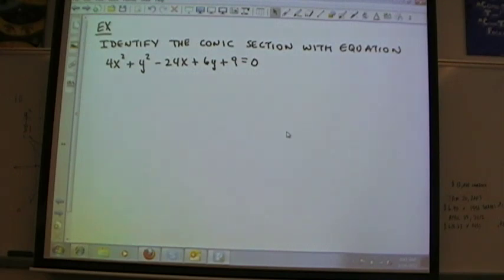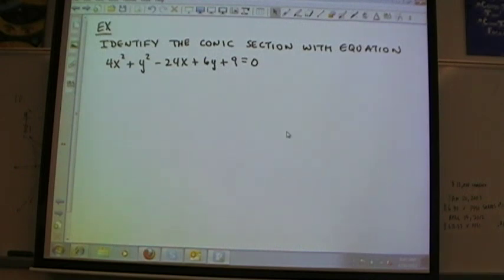Identify the conic section with the equation. Is it an ellipse, hyperbola, circle, or parabola? One of those four. We know it's not a parabola because only one of the variables is being squared for a parabola, so we can eliminate that choice.